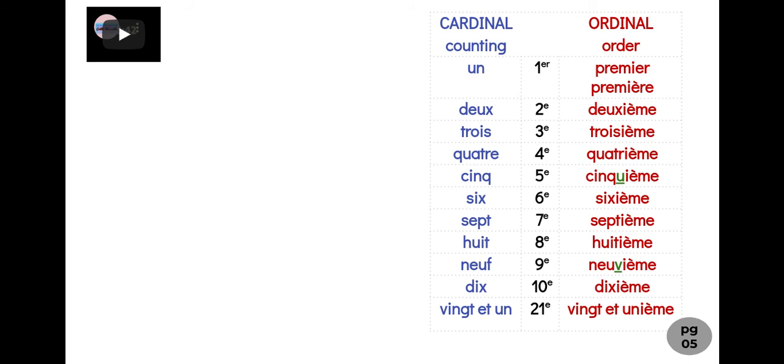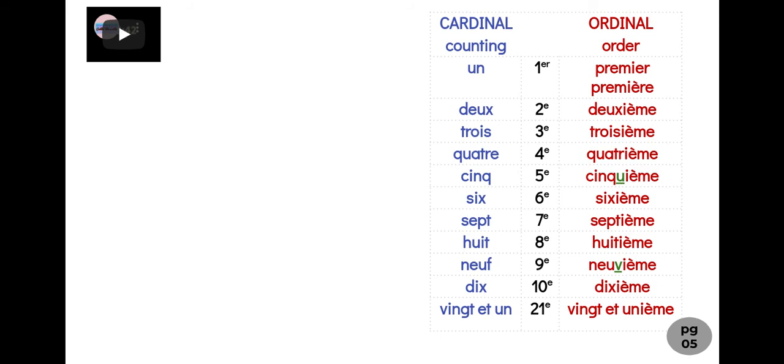Okay, so here you have this same box that I do that has cardinal is for counting and ordinal is for ordering. So cardinal numbers are for counting. So 1, 2, 3, 4, 5. Ordinal numbers are for putting things in order. So first, second, third, fourth, fifth, premier, deuxième, troisième, quatrième, cinquième.